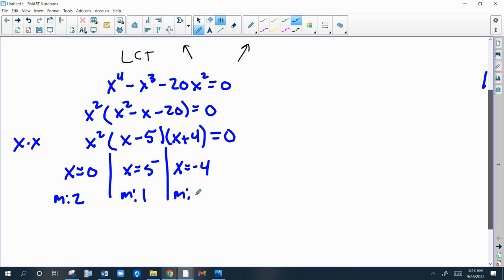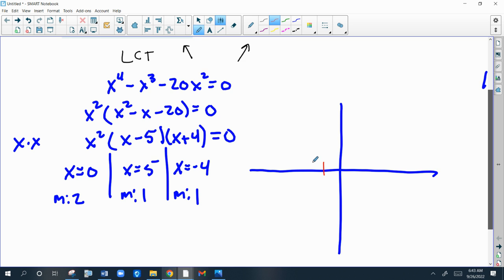That's going to really help the graph because with odd multiplicities, the graph goes through the intercept, and these zeros are x-intercepts. And with even multiplicity, we know it bounces. So my zeros, which are my x-intercepts, are at -4, +5, and 0. Now remember, 0 has multiplicity of 2, so it's going to bounce.